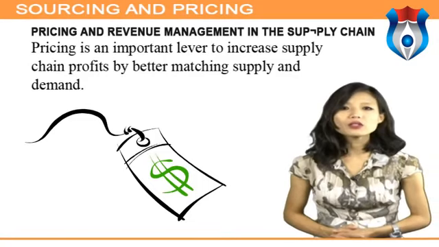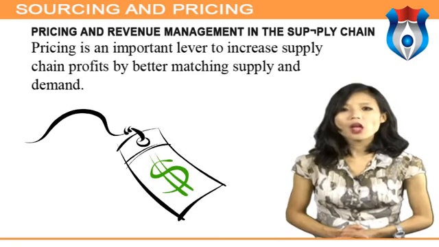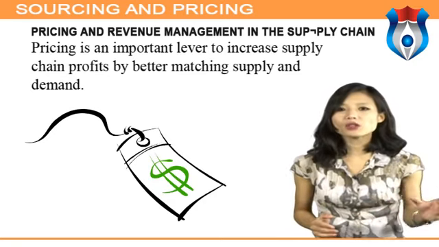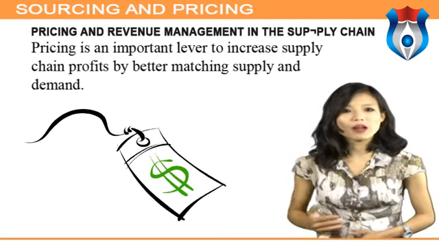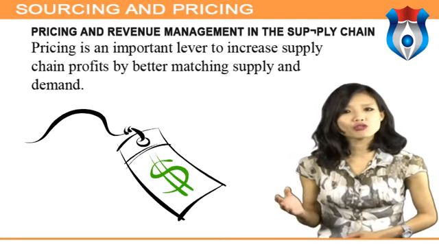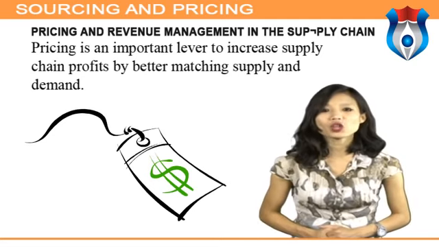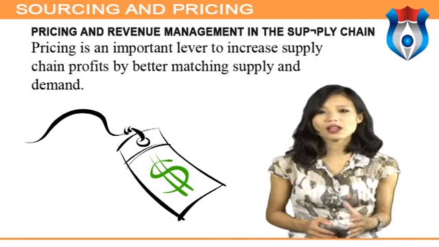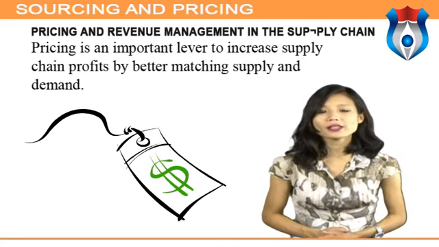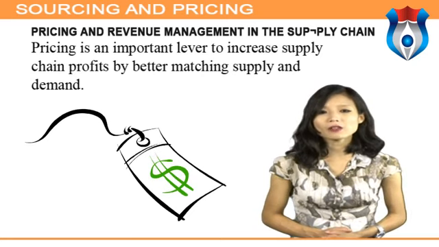Let us now discuss the meaning of pricing and revenue management in the supply chain. Pricing is an important lever to increase supply chain profits by better matching supply and demand. Revenue management is the use of pricing to increase the profit generated from a limited supply of supply chain assets. Ideas from revenue management suggest that a firm should first use pricing to achieve some balance between supply and demand and only then invest in or eliminate excess.